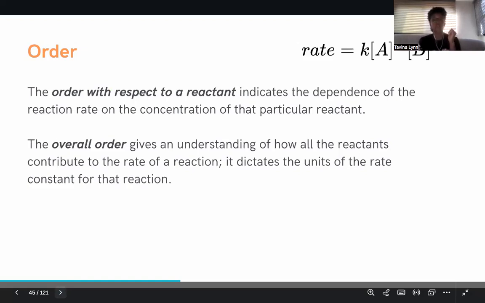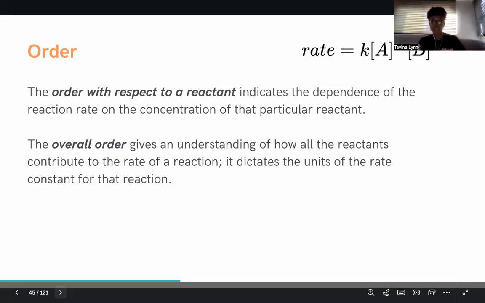It also gives us information as to the units of the rate constant, because the units for the rate constant are not always the same. It will depend on the reaction, and you'll see that in some practice problems that you'll be doing in the discussion worksheet.